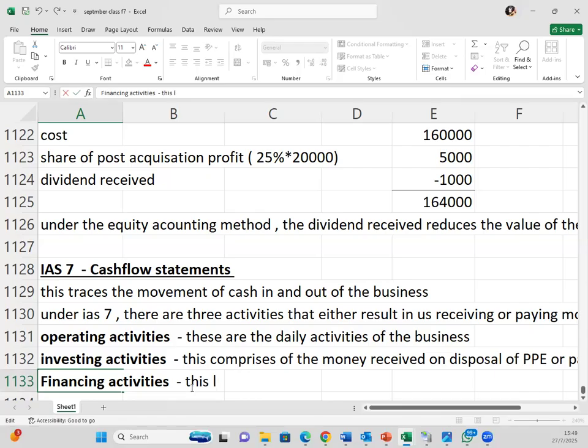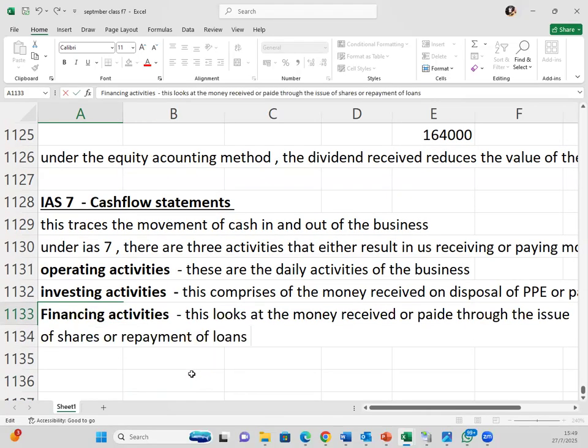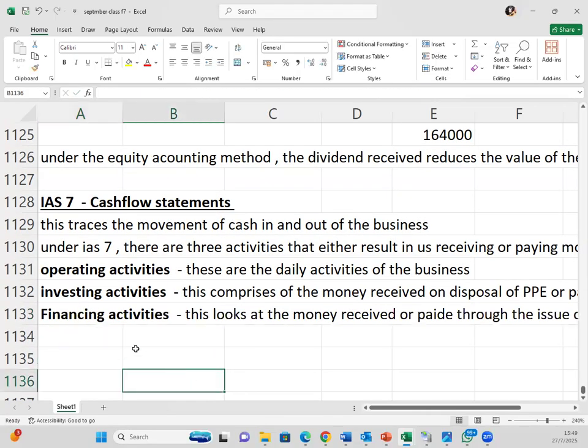Let's look at the money received or paid through the issue of shares or repayment of loans. So those are the financing activities.